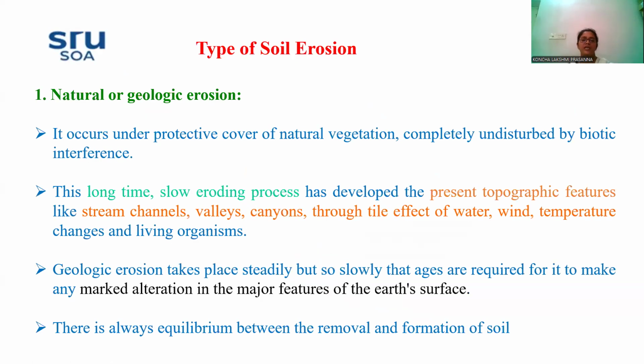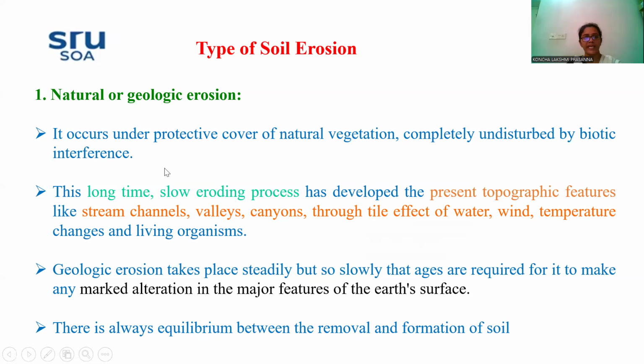Next, we are seeing the types of soil erosion. There are two different types: natural or geological erosion, and accelerated erosion. The word itself says that the erosion which takes place naturally, within nature, is known as natural or geological erosion.